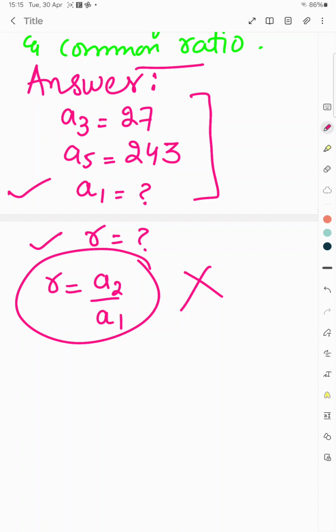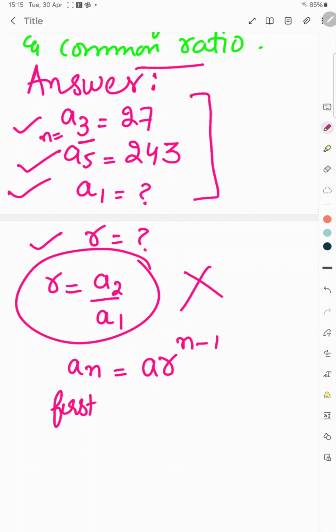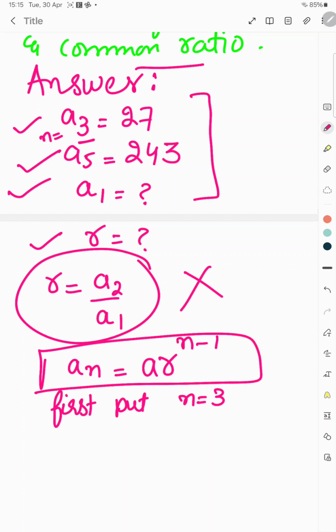Okay student. So what is the nth term formula? The nth term formula is an is equal to a1 r^(n minus 1). Okay student. So here the nth term formula is given to us. Now what we will do, as the third term is given and the fifth term is given, the third term means here n is equal to 3. Okay student, so first we will put n is equal to 3 in the nth term formula.